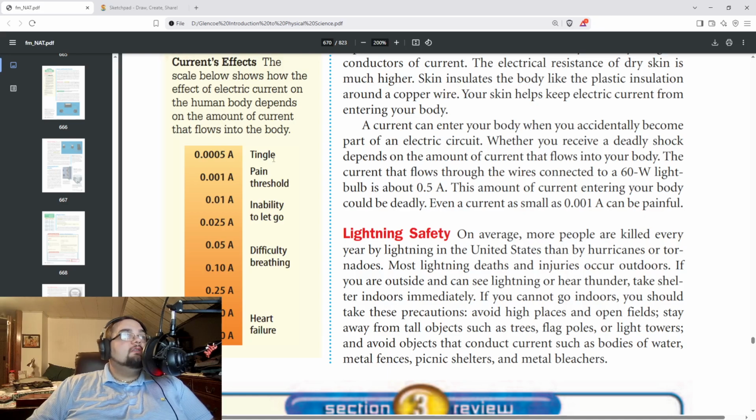0.005 amps is a tingle. 0.01 amps is where you start to feel pain. At about 0.01 amps, you can't let go. So you're holding on because you are seizing up, your nerves are not allowing your muscles to ungrip. At 0.1 to 0.5 amps, you're going to start having difficulty breathing. Your lungs are going to start failing. And at half an amp to 1 amp, you are starting to experience heart failure, which will lead to death. Electricity is something to not be feared, but to be respected.